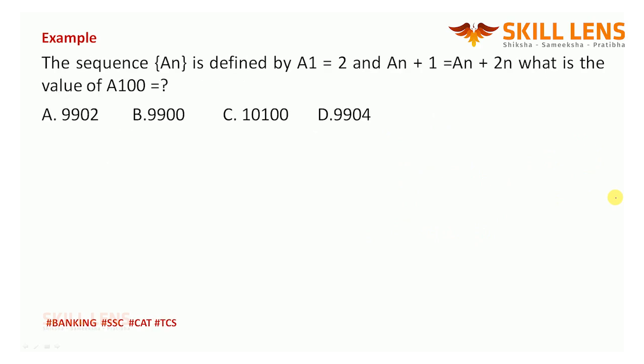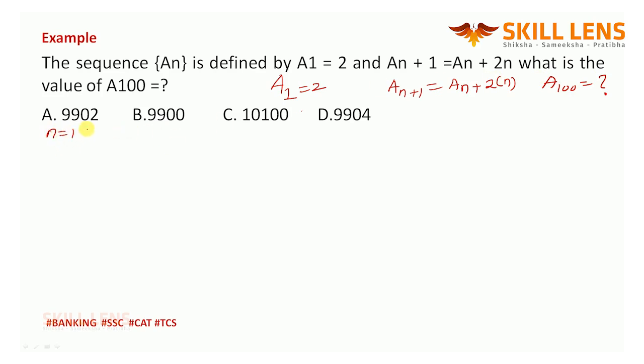Hope everybody understood this. Let's try to solve one more question. This question, TCS has asked many times. So the question goes like this. A1 is equal to 2, and A of n plus 1 is equal to A n plus 2 into n. So what is A of 100? He needs A100 is equal to how much? He may ask you A200, A300. So let's try to get it.